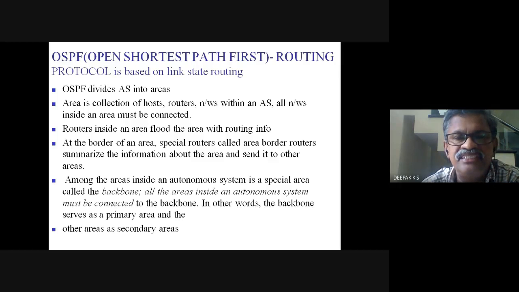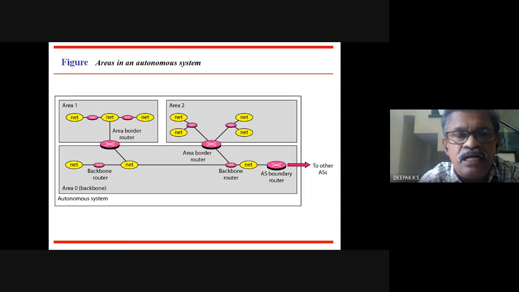So routers inside an area flood the area with routing info. Now at the border of an area, special routers called area border routers summarize the information about the area and send it to other areas. Among the areas inside an autonomous system, there is a special area called the backbone. All the areas inside an autonomous system must be connected to the backbone. In other words, the backbone serves as the primary area and other areas as secondary areas. So this is the concept of areas within an autonomous system.